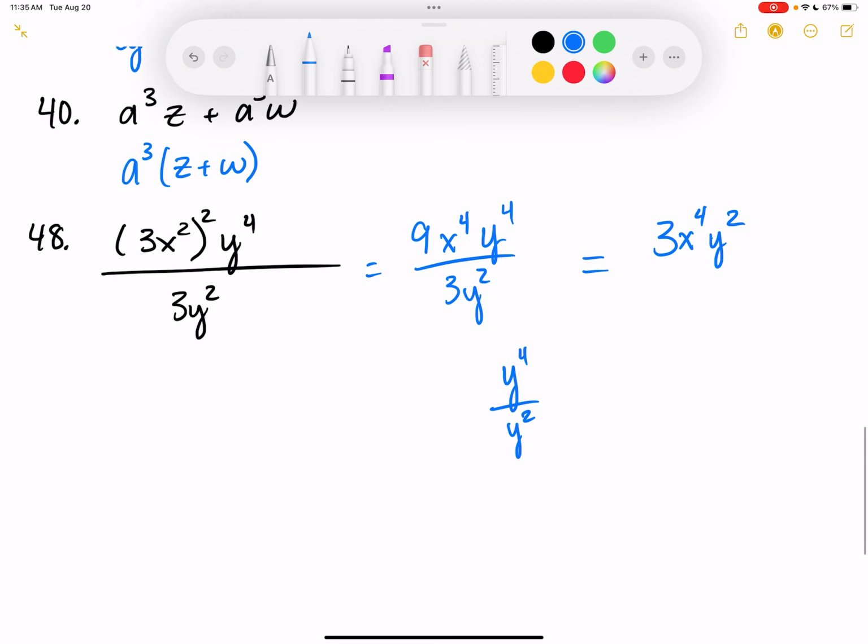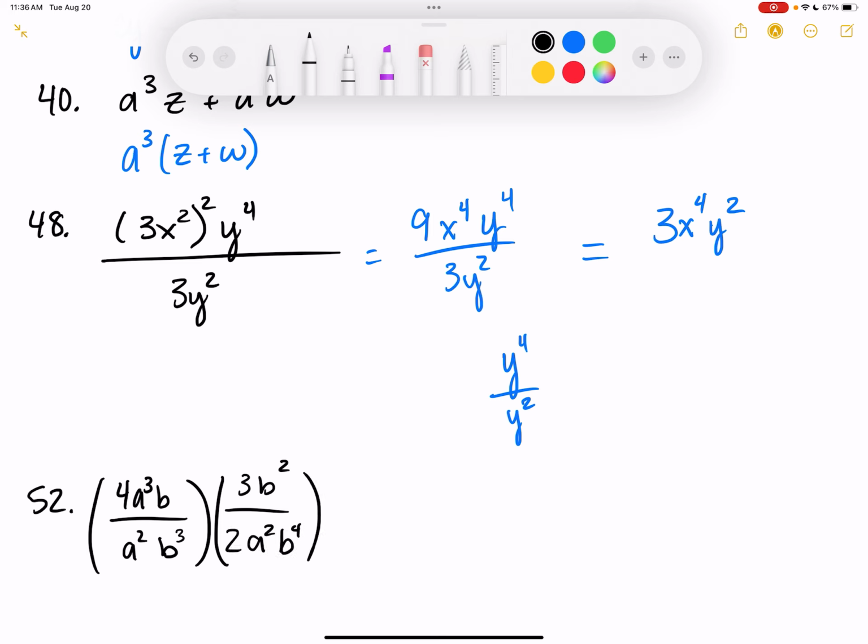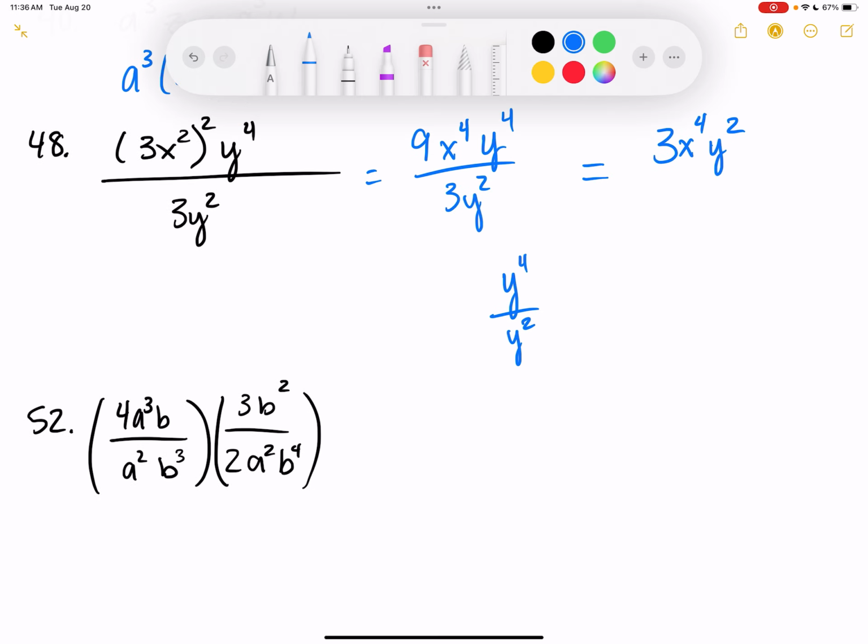Let's do one that's a little harder than that. 52. Alright, in parentheses, 4a cubed b divided by a squared b cubed. And then another parentheses, 3b squared over 2a squared b to the 4th. Where do we think I should start with this one, or where do y'all want to start? There's a couple different ways you can go about it.